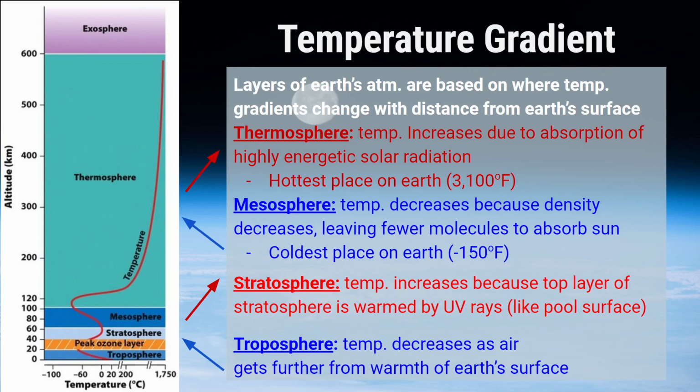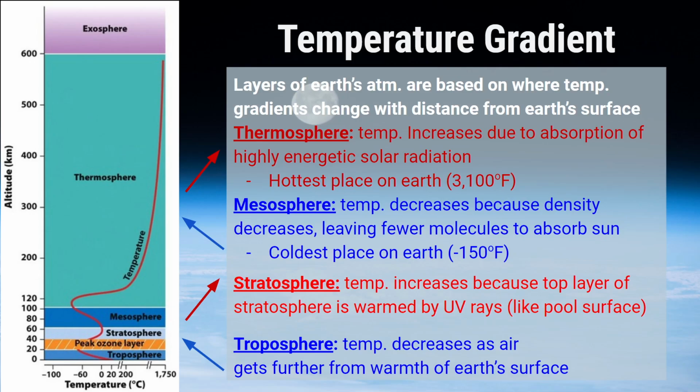The temperature increases as we move up in the stratosphere because the ozone layer at the bottom of the stratosphere is blocking most of the UV rays, which are high energy rays from the sun. These rays hit the top of the stratosphere and warm it up, kind of like the very top layer of a pool in summer, or Eagle Creek getting warmed by the sun.